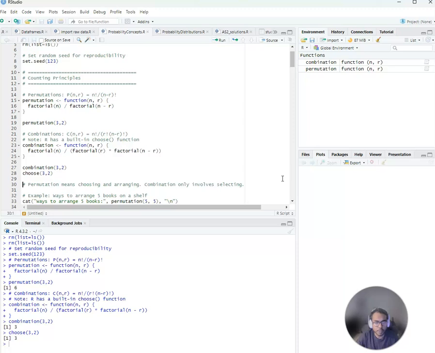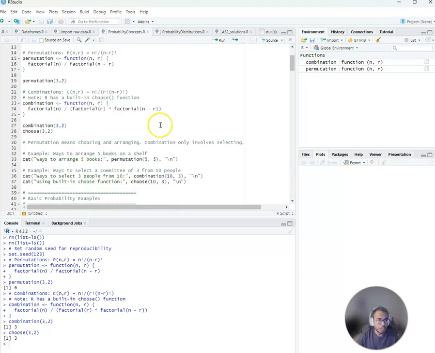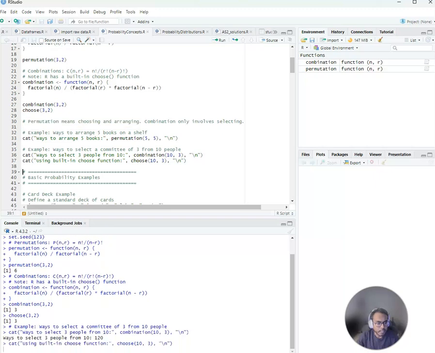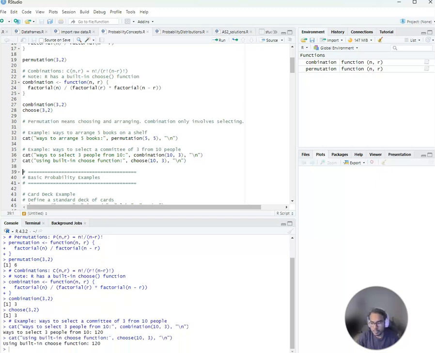Remember that permutation means choosing and arranging. Combination only involves selection. So in line 36, for example, the number of ways to select 3 people out of 10 is combination 10, 3. And it doesn't matter whether you're using the inbuilt function or you're using something that you have coded up yourself, you will always get the same result.